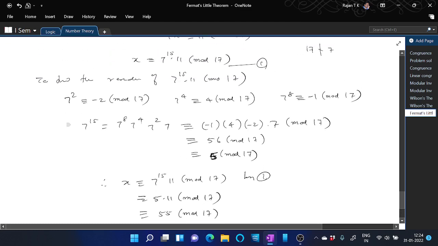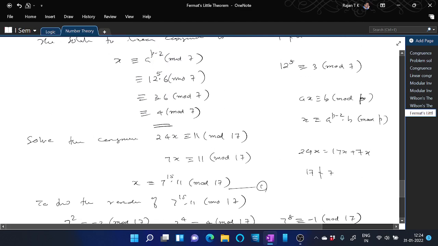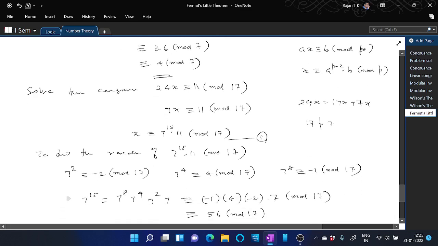So these examples show that Fermat's theorem can be used to solve linear congruence in the form Ax congruent to B mod P, where A and P are such that P does not divide A. If it is asked independently, the previous method is better, but if you are asked to solve using Fermat's theorem, you have to go this way only.